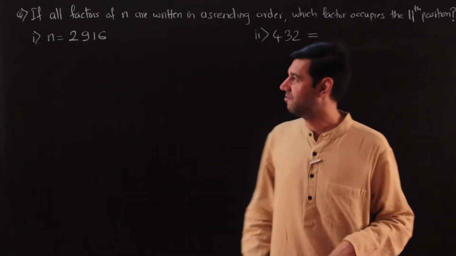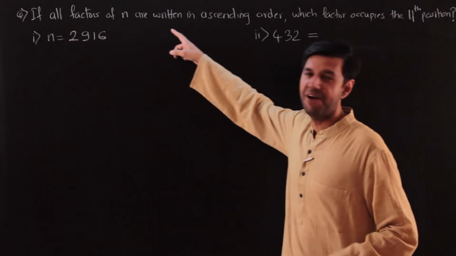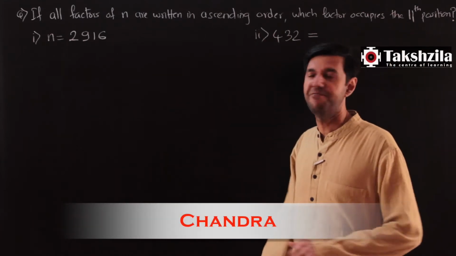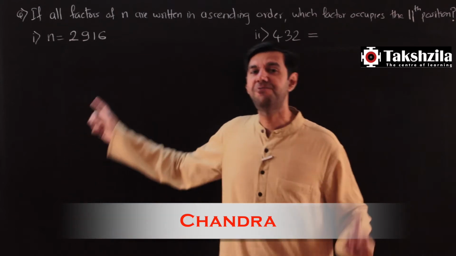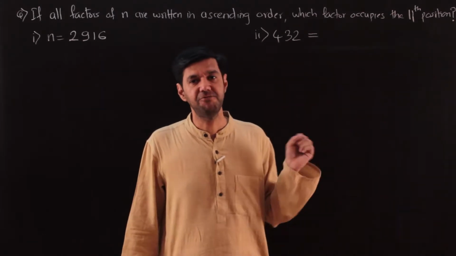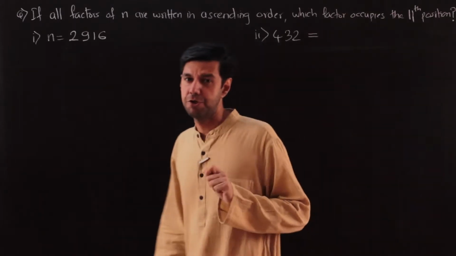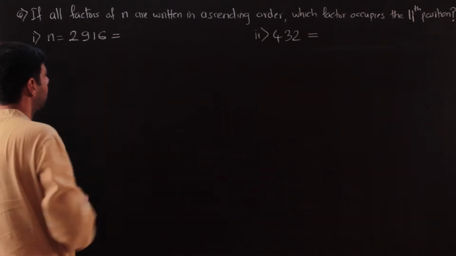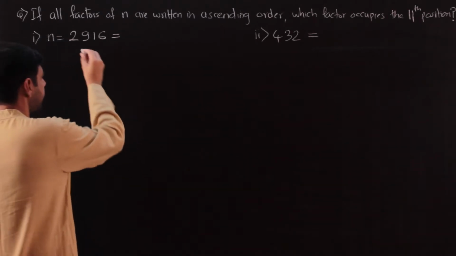Let's begin with a decently tough question directly. If all the factors of n are written in ascending order, which factor will occupy the 11th position? And we'll do it for two cases, the number being 2916 and the number being 432. I'm pretty sure you should know why we are doing two cases. Anyway, let's get started. If you don't know, you'll realize it in some time.